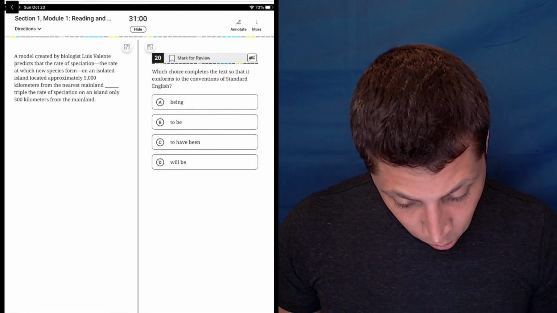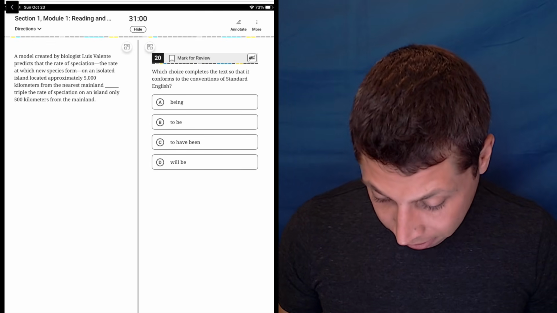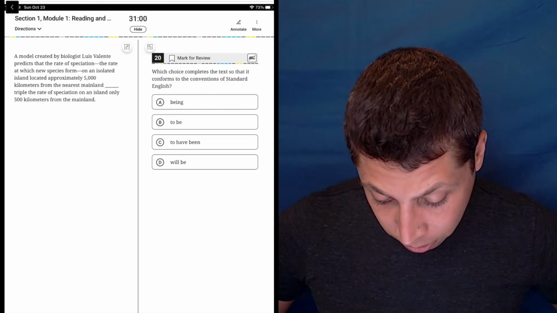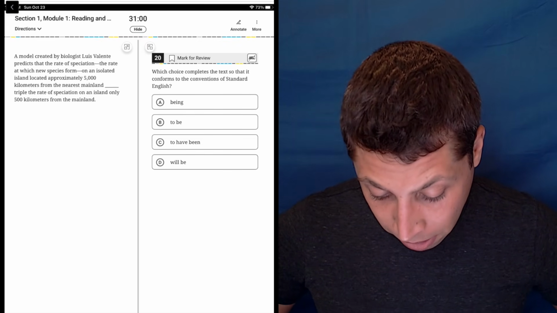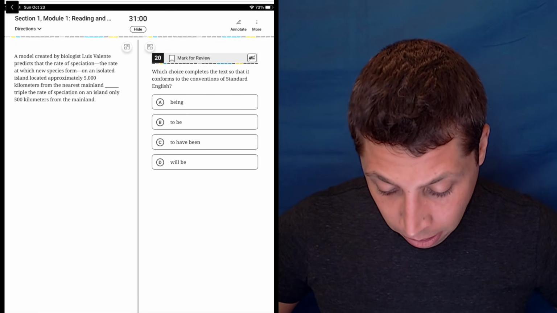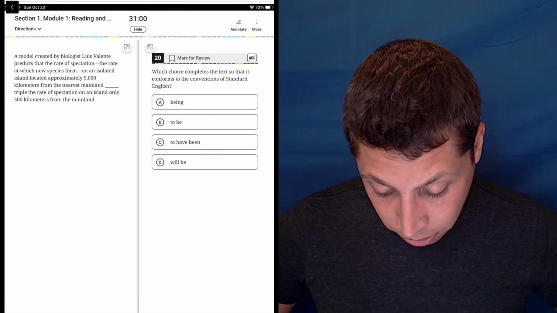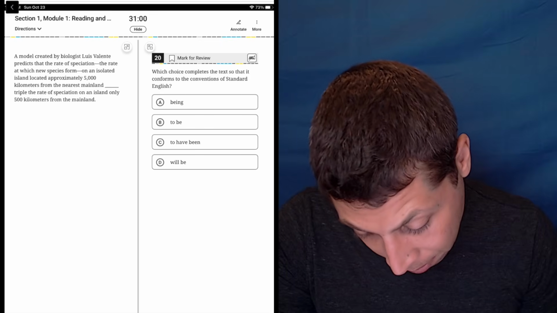All right. Which choice completes the text so that it conforms to the conventions of Standard English? Okay, so verb tense. A model created by biologist Luis Valente predicts that the rate of speciation, the rate at which new species form, on an isolated island located approximately 5,000 kilometers from the nearest mainland, triple the, oh my gosh, I can't follow the sentence. So let's cut the middle part out.